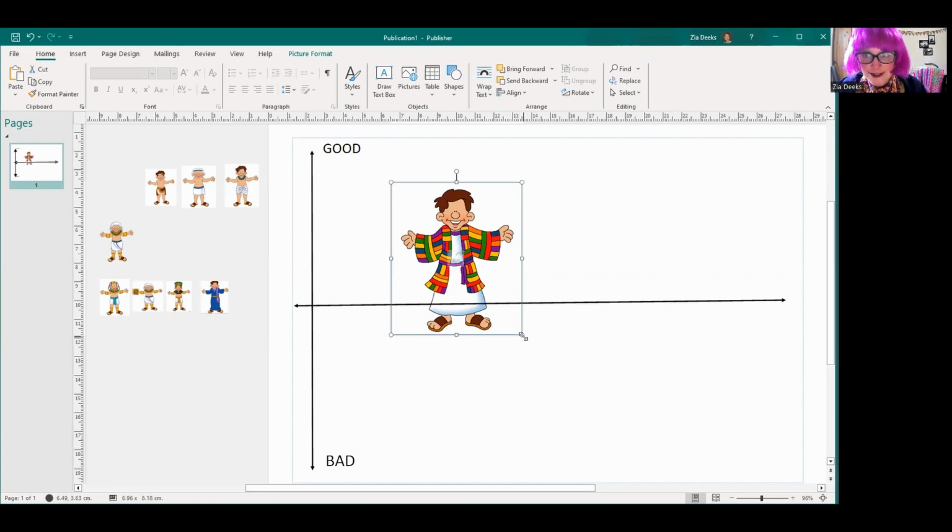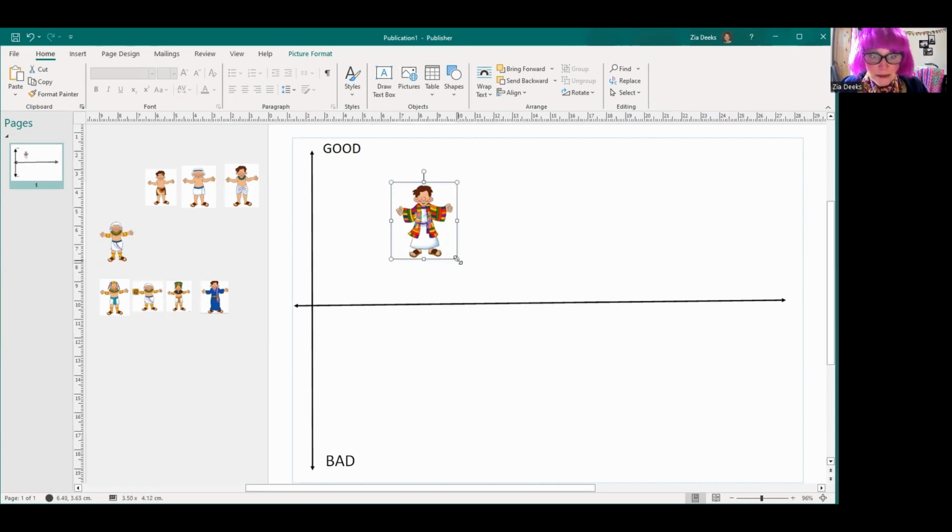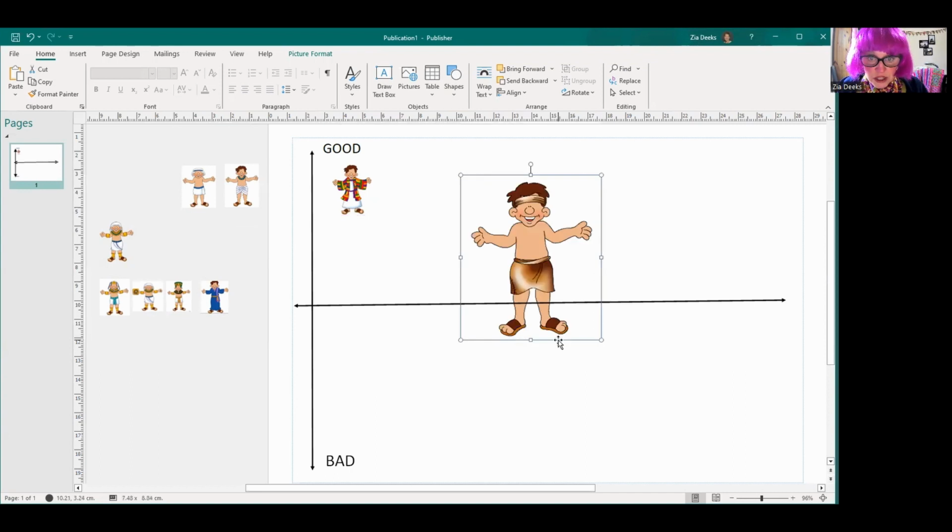Joseph's having some amazing dreams, and those dreams say he's going to be top of the pops. He's going to be top boy, and everybody's going to bow down to him. So there he is, feeling quite good about himself, and we'll put him up there. Let's have a look now what happens next. Here is the bit of the story.